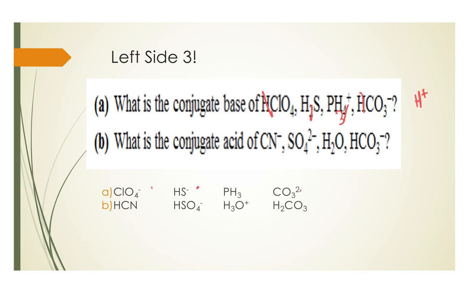Conjugate acids, we're going to add a hydrogen. So again, this one would become HCN, HSO4 minus, H3O plus, and H2CO3. And that charge would go away.